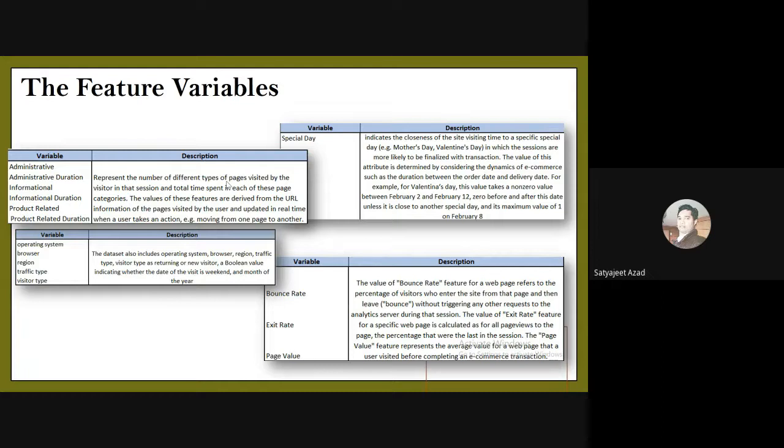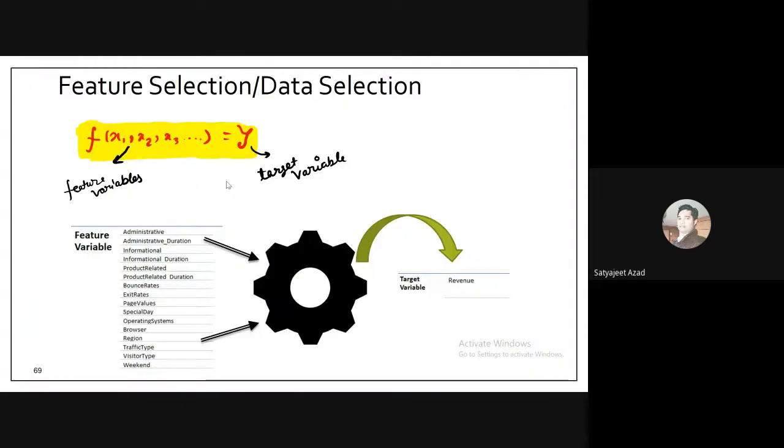This is something related with purchasing intention. This is a typical feature selection. So I have selected these features, and this one is a target variable, this is revenue. Basically, your target variable, the response variable, is a function of all your inputs. So this is the mathematical modeling basically.